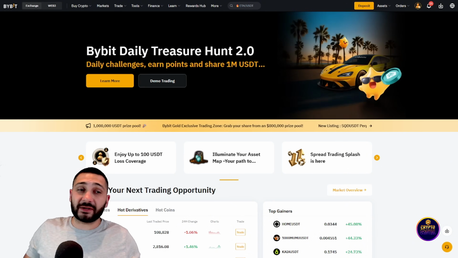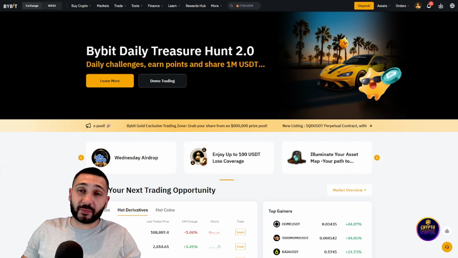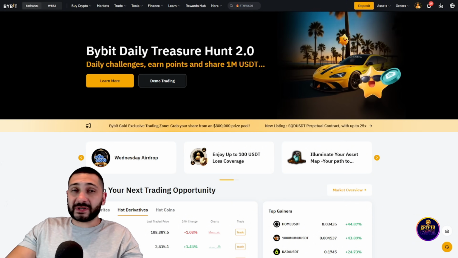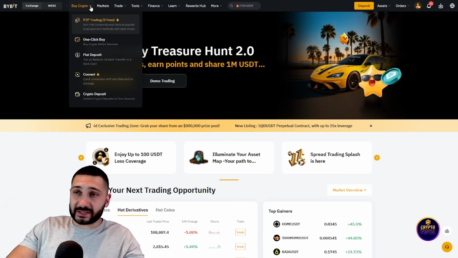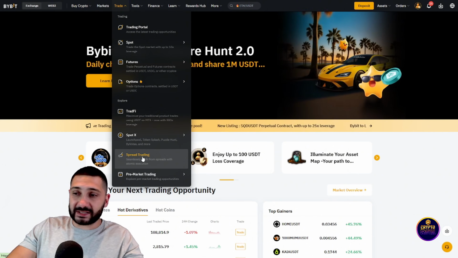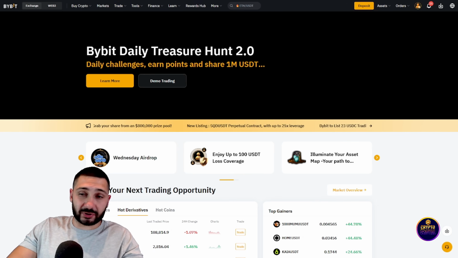So let's break it down in a simple 5-minute format so you can understand how it works and where you can also participate. So first you need to know what spread trading is and where you can find it. So here guys, you can see trade, and by scrolling down you can see spread trading. Seamless profit from spreads with atomic executions.